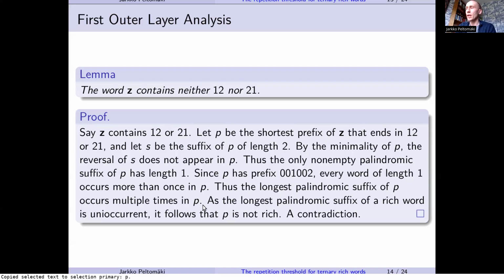And this in particular means that this longest palindromic suffix, which has length 1, occurs multiple times in this prefix P. That's a problem, because you can prove that the longest palindromic suffix of a rich word is uni-occurrent, which means that it has only one occurrence in that rich word. Since this is not the case for P, we see that P is not rich, which is a contradiction. So we have this lemma.